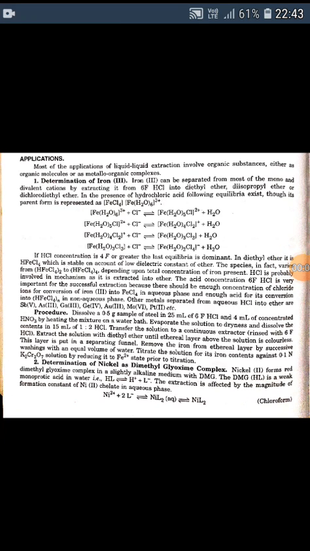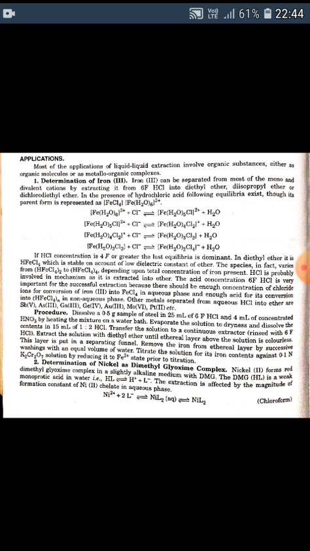The important applications of solvent extraction are as follows. The first application is the determination of iron as iron 3. Iron 3 can be separated from most of the mono and divalent cations by extracting it from 6F HCl into diethyl ether, diisopropyl ether, or dichlorodiethyl ether.